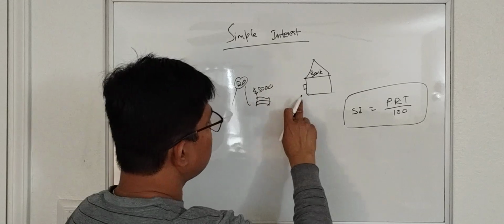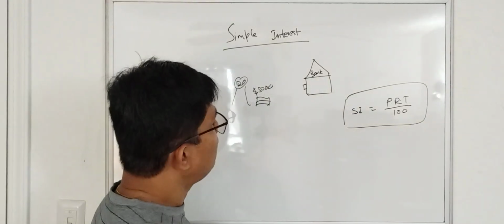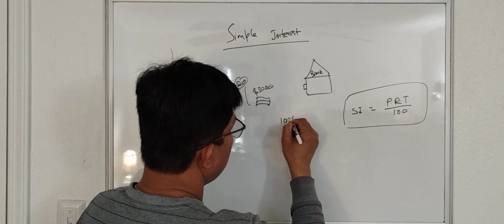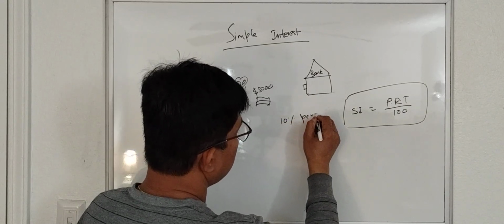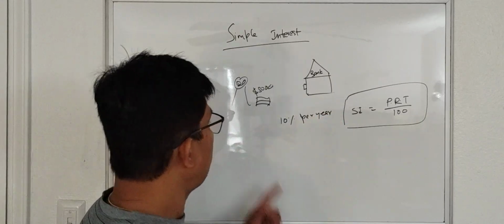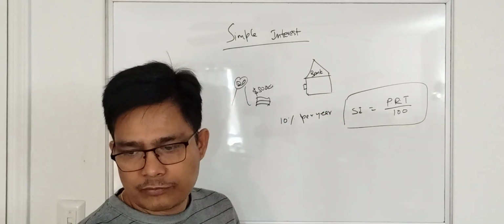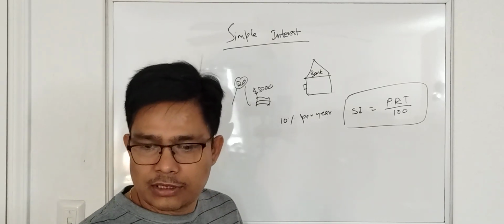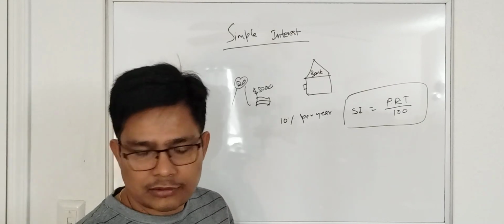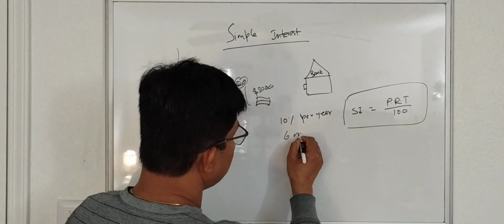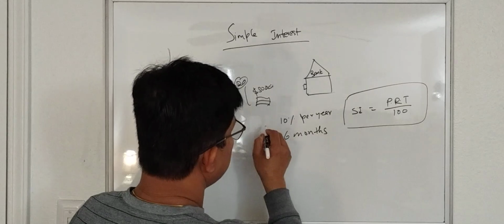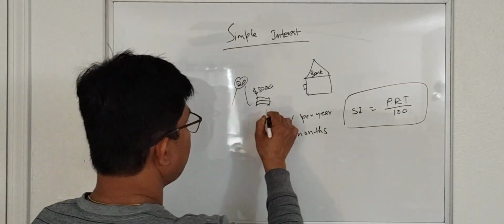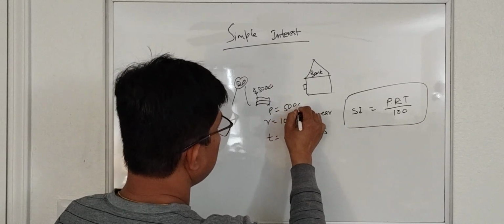Now let's say you go to the bank and the bank says, okay, I will give you 10% per annum, per year. And then you thought, okay, let me put the money in for 1 year, but something happened and you needed money, and you went to the bank and took out the money after 6 months. So how many months? 6 months. So your rate is 10% per year and time is 6 months, and your P is still $5,000.